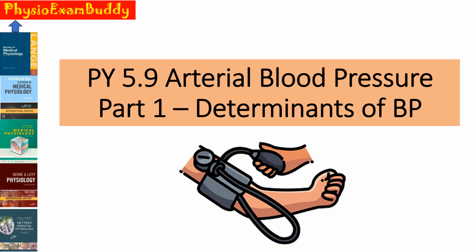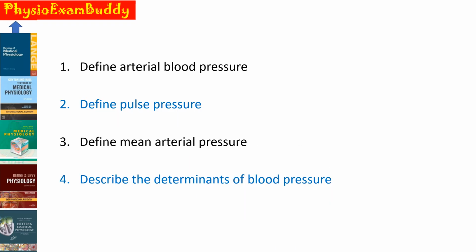This video is related to determinants of blood pressure. By watching this video, you will be able to answer: define arterial blood pressure, define pulse pressure, define mean arterial pressure, and describe the determinants of blood pressure.